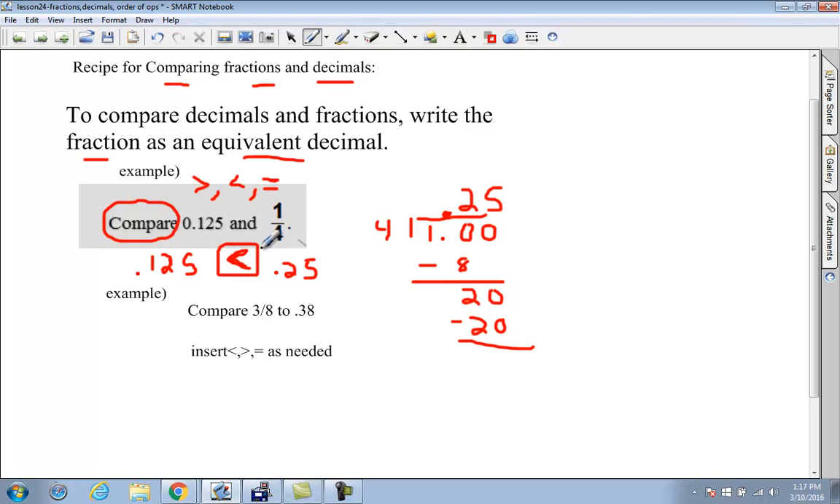Note to self, make sure you know the symbols, that's your less than symbol. I've seen people literally write the words "is less than" until you get comfortable with those symbols.